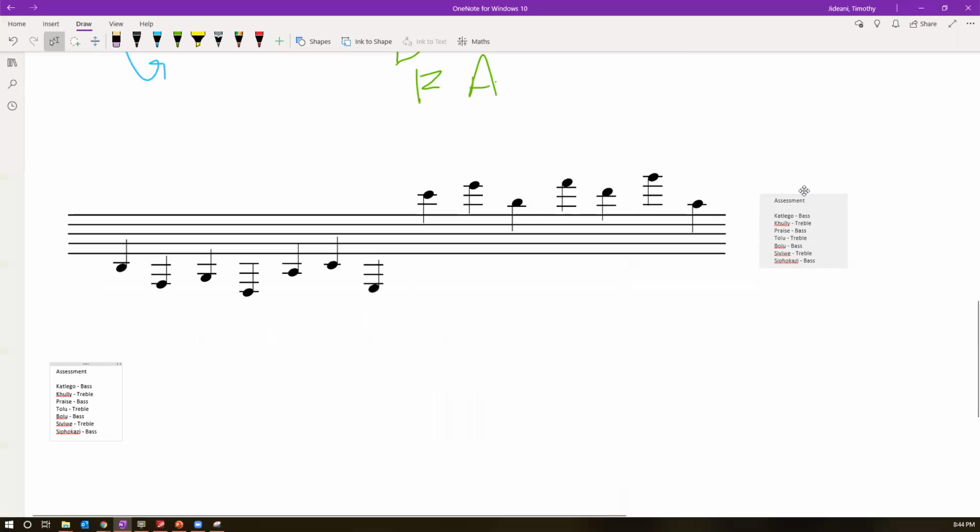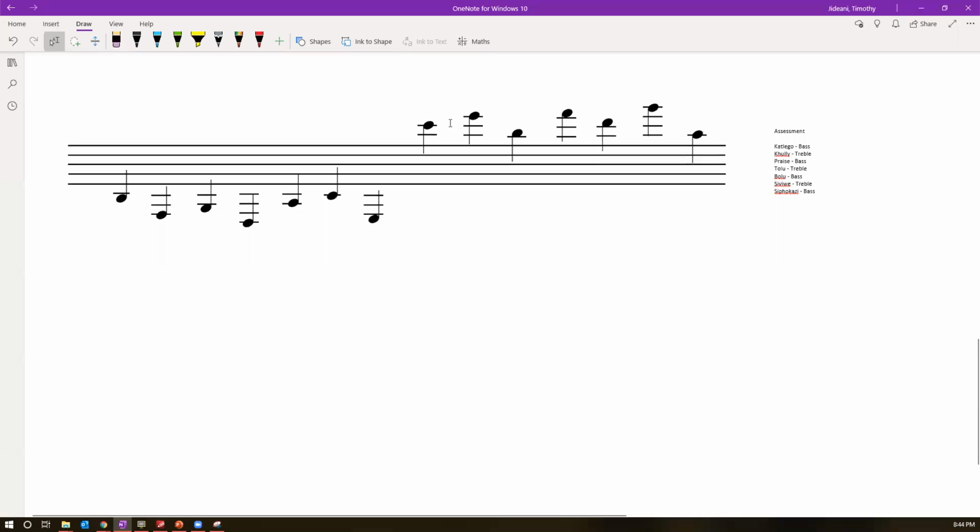Now, the following people will do this. I don't know how many people are here. So Tolu will do treble. We'll have a treble clef and identify the notes on this, the keys for these notes. Kuli will do treble as well. Sipokazi will do a bass clef. And then Praise will also do a bass clef. Okay. Do we all understand?